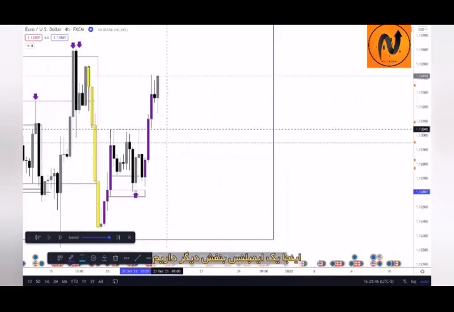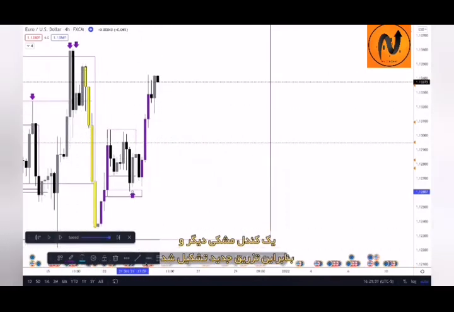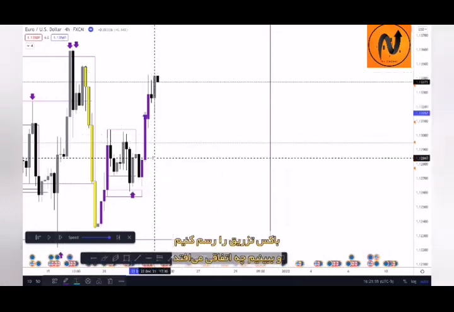Here we go, another purple imbalance, black, gray. Let's do it again, repeat. Here's another black candle, brand new injection. Let's draw out our injection. Let's take a look at what happens.